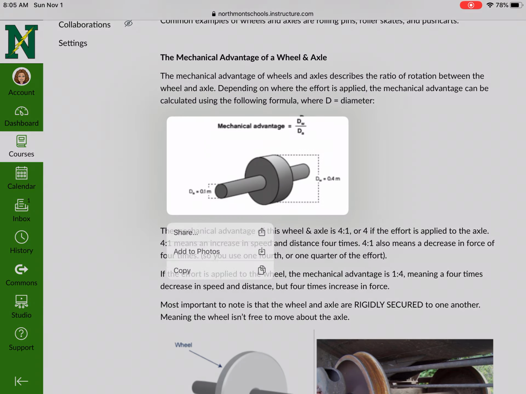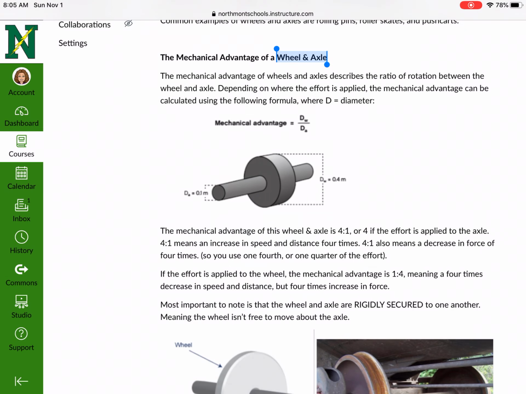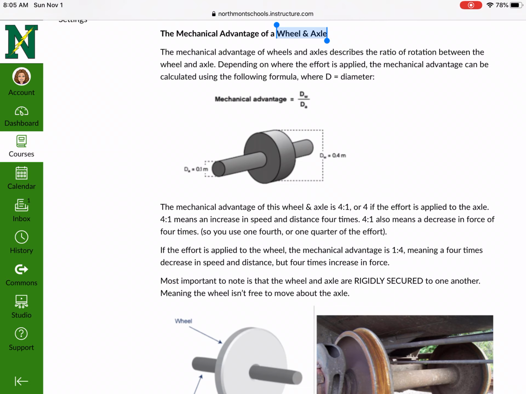So in this example, this picture, it's showing you that the diameter of the axle is 0.1 meters. The diameter of the wheel is 0.4 meters. That's just for that example, okay? So that means you are getting an increase in speed and distance and a decrease in the force required to turn the wheel.